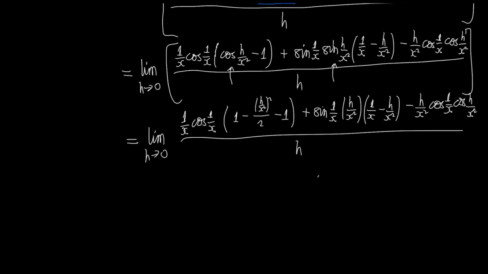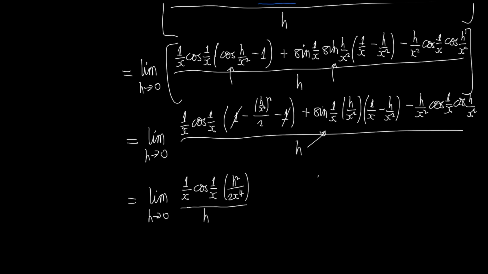Okay, so let's have a look at this first term. The 1's cancel out, left with h squared over x to the 4, and a 2 on the denominator as well. So let's just go ahead and write that. So it's 1 over x cos 1 over x, h squared over 2x to the 4. Let's write that by itself over h, because here we can already start dividing by h.